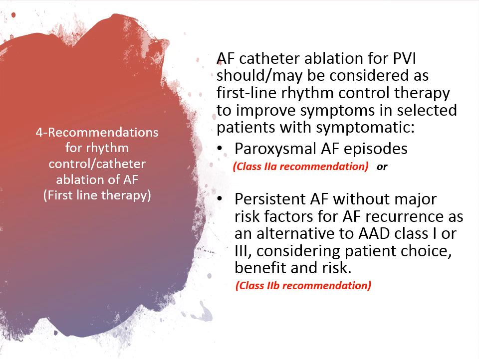AF catheter ablation for pulmonary vein isolation should or may be considered as a first-line rhythm control therapy to improve symptoms in selected patients with symptomatic paroxysmal AF episodes as a class 2A recommendation, or persistent AF without major risk factors for AF recurrence as an alternative to antiarrhythmic drugs, considering patient choice, benefit, and risk as a class 2B recommendation.